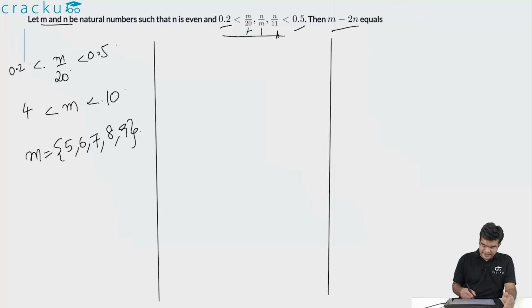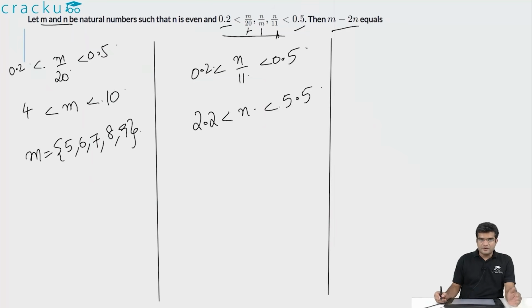Let us look at the second inequality. We are told that n by 11 is also greater than 0.2, and it is less than 0.5. So let us multiply the entire inequality by 11. So 11 into 0.2 is 2.2. This is less than n, which is less than 11 into 0.5, that is equal to 5.5. Now n is a natural number and n is also even. So the natural numbers between 2.2 and 5.5 will be 3, 4 and 5. But of this, because n is even, the only possibility is that n will have to equal 4.